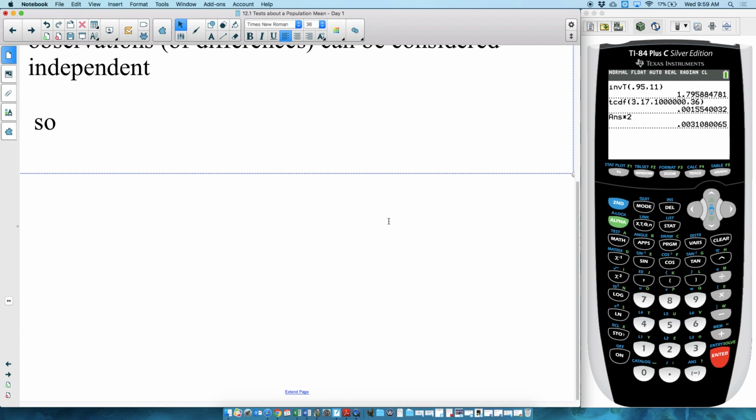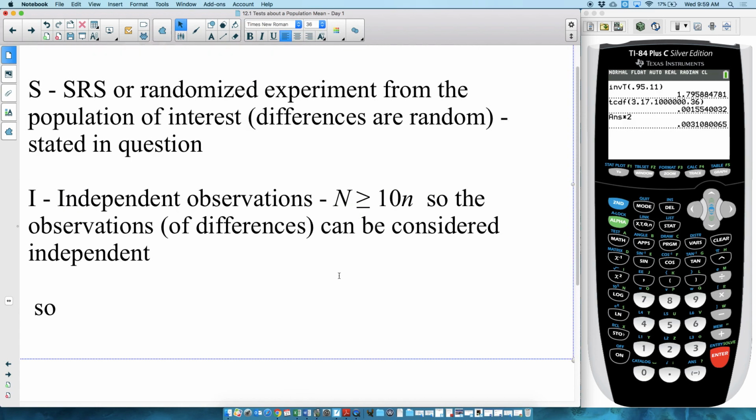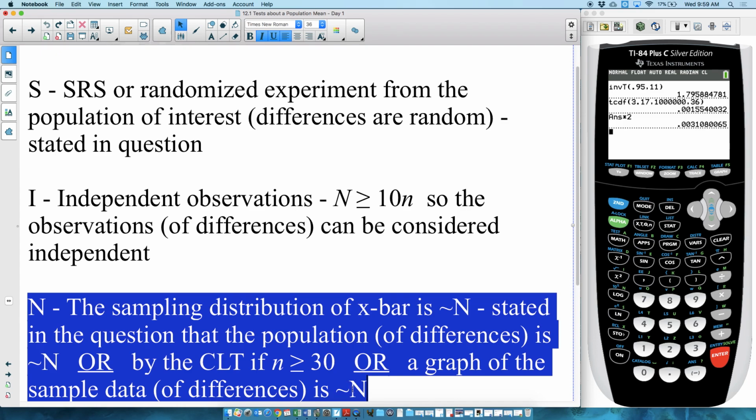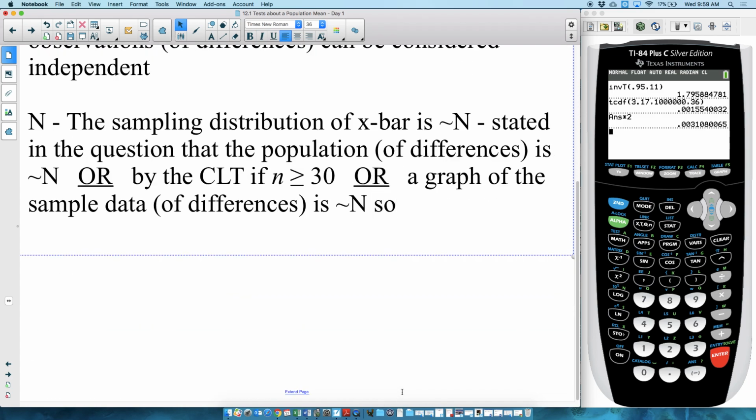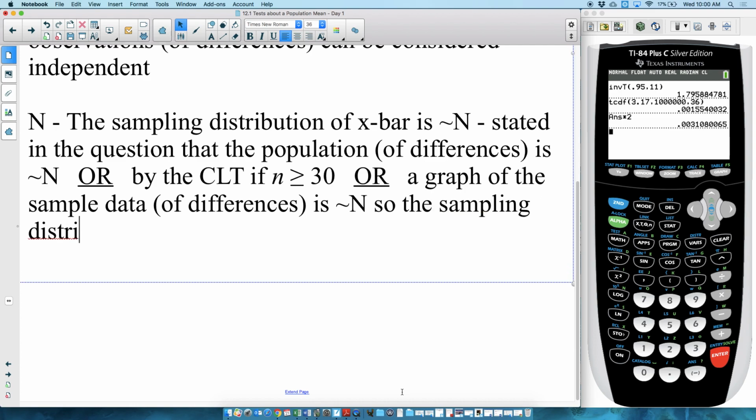Oops. No, undo whatever you just did. Okay.